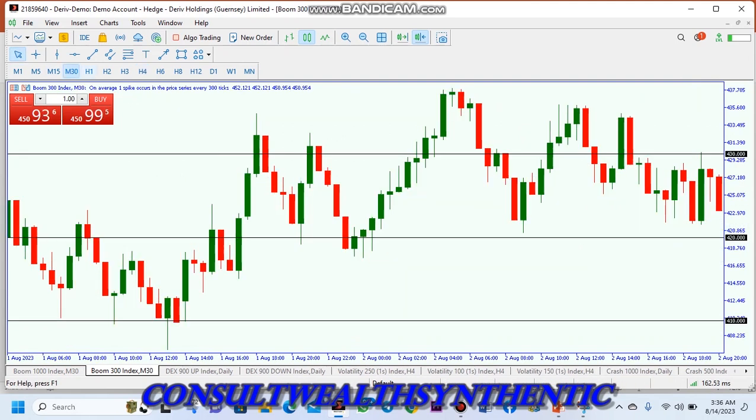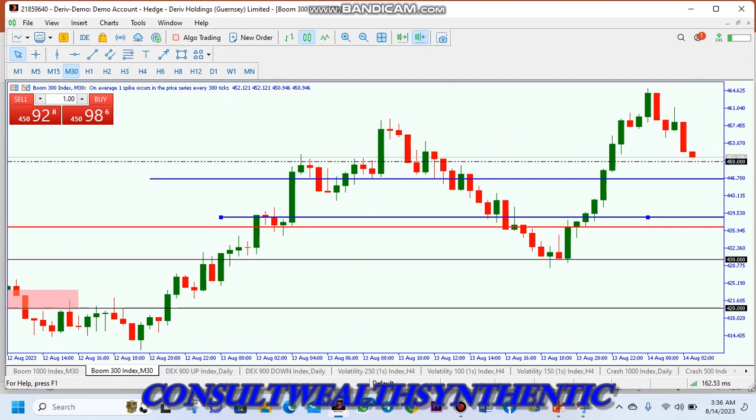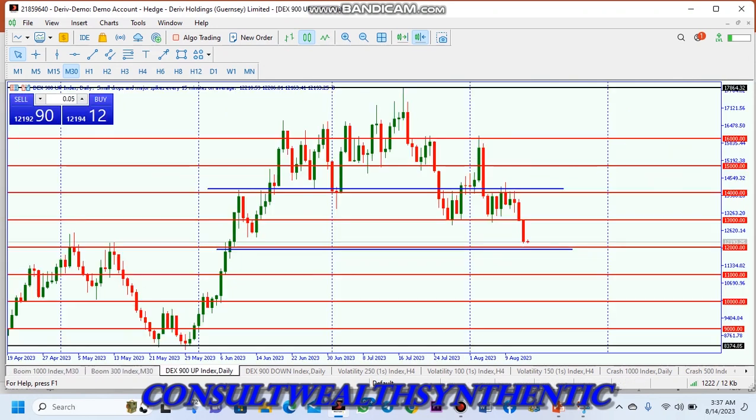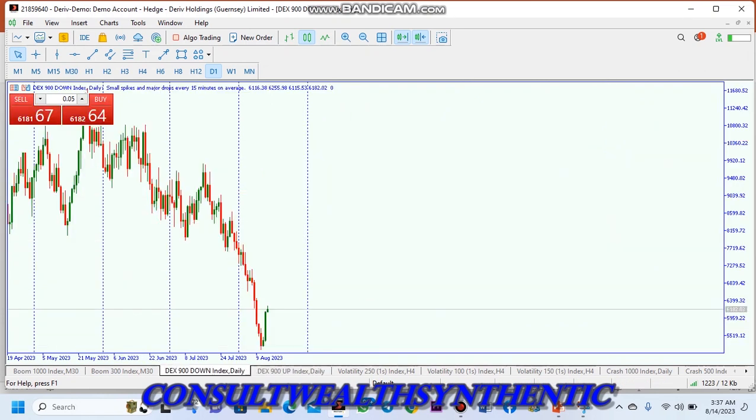So coming to 30 minutes, my entry level. So this is my first area of take profit, and this will be my second area of take profit that I'm interested in. Those two areas, I don't joke with them. We do like this. So I'm expecting market to sell into this region. I'm expecting price to come into this region. So that's for Boom 300. Let's come to down first before we go up.